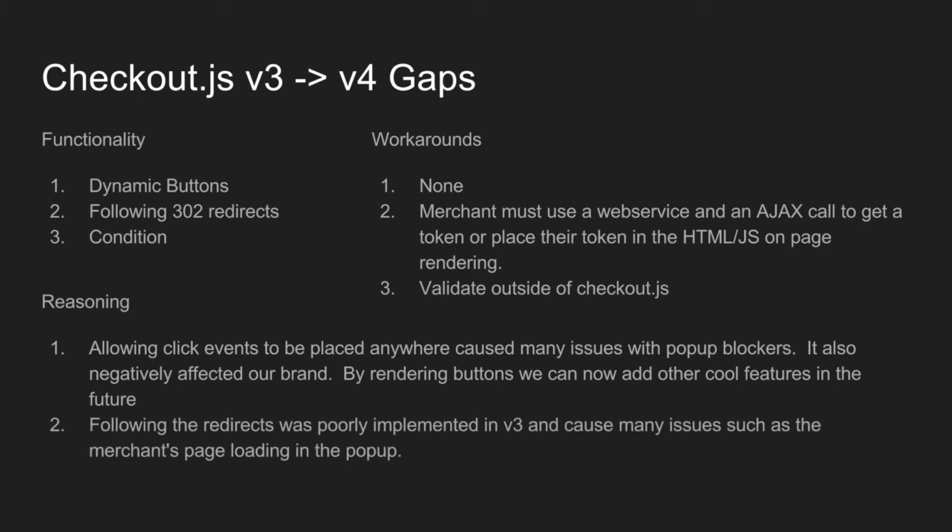Reasoning for the 302 redirects: by following the redirects, it was poorly implemented in version 3, and it caused many issues. For example, if the set express checkout call failed and the merchant did a redirect to an error page, that error page was actually rendered in the pop-up instead of closing down the pop-up and doing a full page redirect. So there was some logic that counted how many times the URL would change, and if it changed more than 3 times, it was considered an error, and they would close down the actual pop-up.